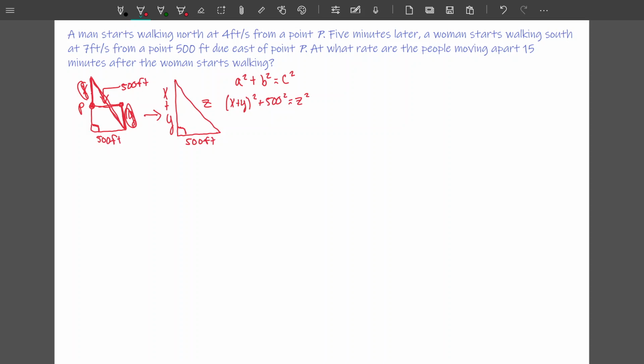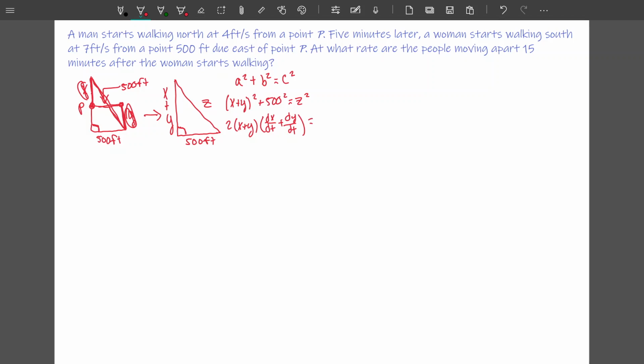Alright, so we're not looking for a distance. If we were, z would be what we'd look for, but we're looking for a distance with respect to time, or a rate. So we want to find dz with respect to time. To do that, we're going to have to take the derivative of the entire equation. So the derivative of (x plus y) squared is going to be 2(x plus y), and then times dx with respect to time plus dy with respect to time. The derivative of 500 squared is going to be 0, so we don't have to put anything for that.